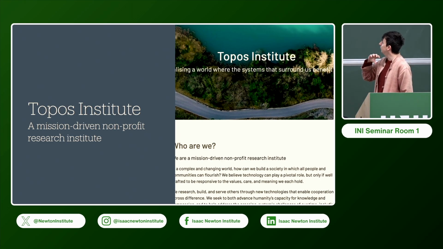So the aim is, well, the mission's been cut off a little bit, but it's to realize a world where the systems that surround us benefit us all. So it's very much about pluralistic, democratic technological uses. One of the big things we focus on is actually collaborative scientific modeling.